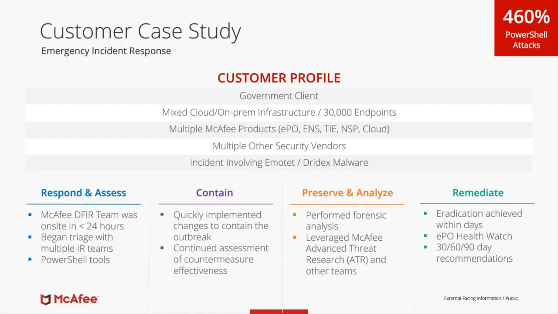The McAfee products included McAfee ePolicy Orchestrator, McAfee Endpoint Protection through the ENS suite, TIE, the McAfee Threat Intelligence Exchange, and McAfee's Intrusion Detection and Prevention System, NSP, as well as McAfee Cloud Technologies. There were multiple other security vendors also present in the environment.